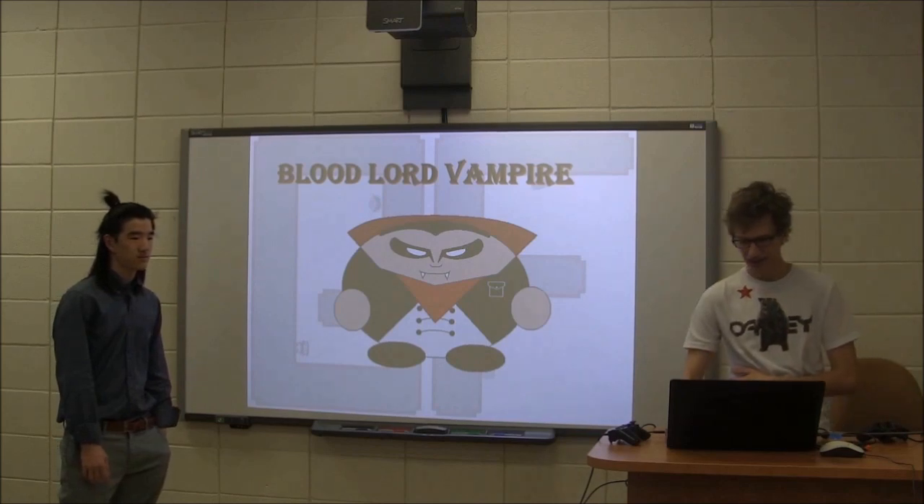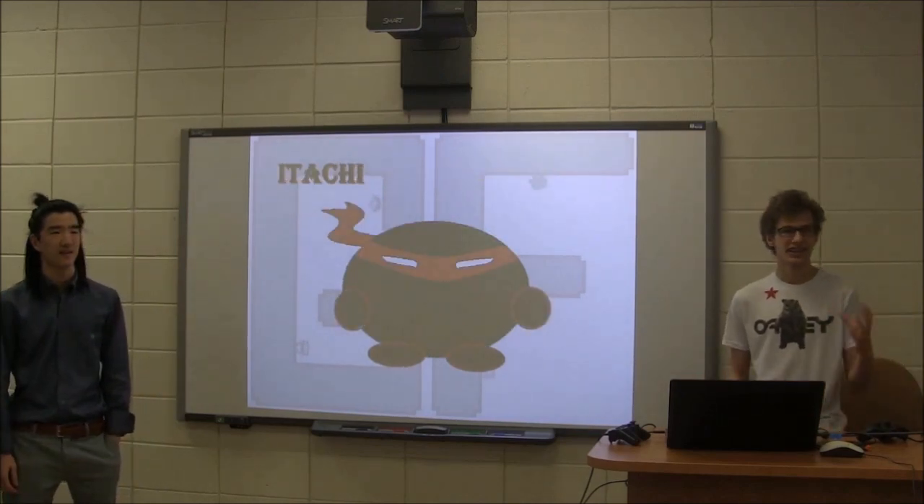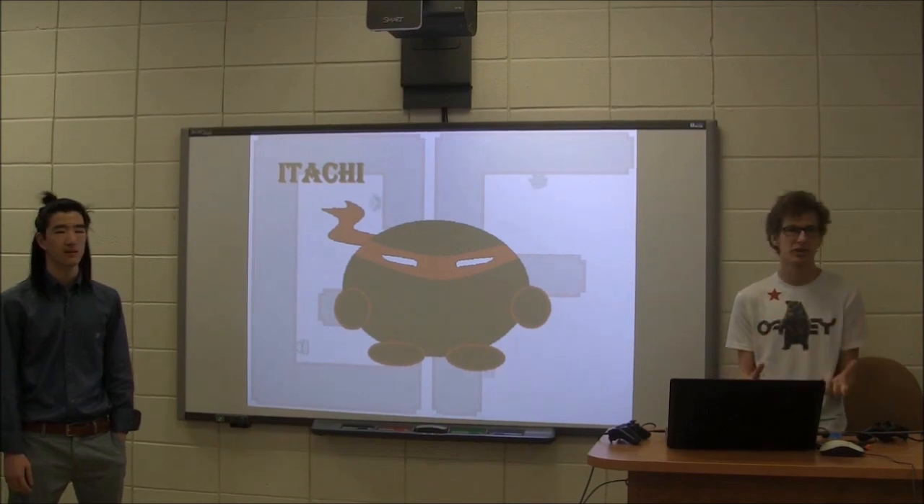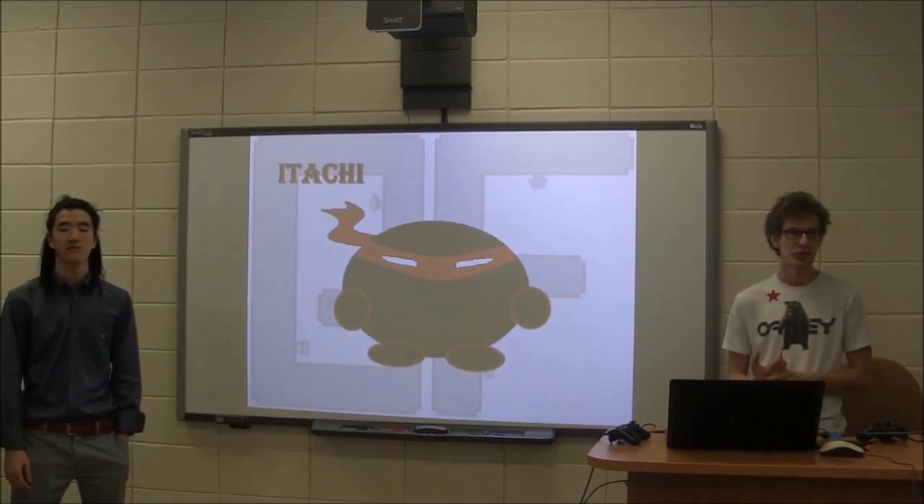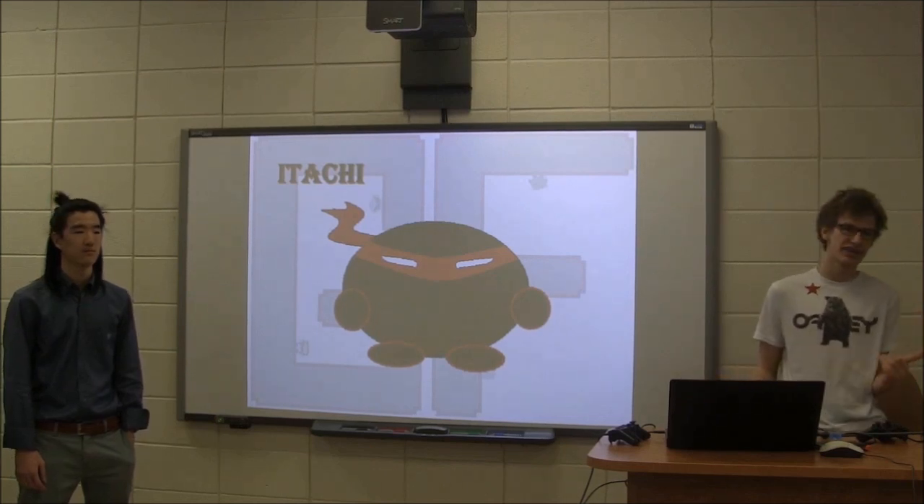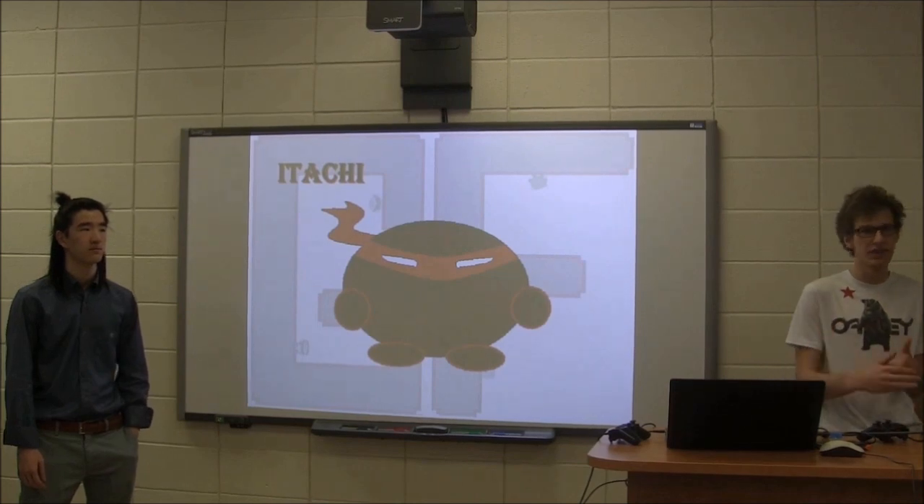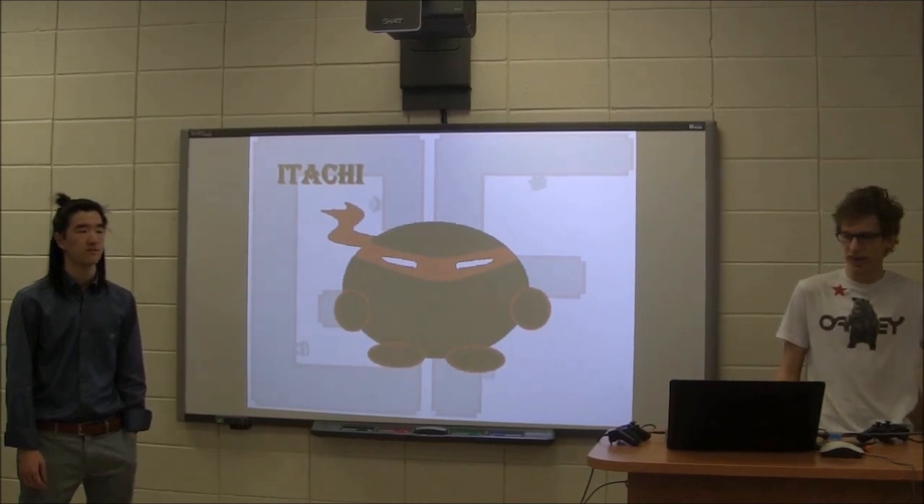The second character we have is Itachi, the ninja. His special ability is that he is smaller than the other characters, so he is much harder to hit. He also moves much faster, so he is yet again much harder to hit. Of course, one of his disadvantages is that when he hits, he deals much less damage and doesn't knock the enemy back that much.